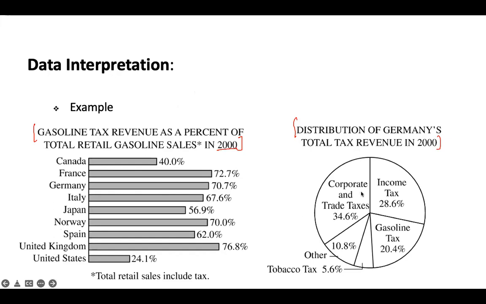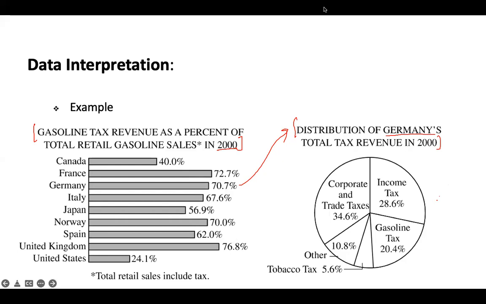And in the second pie chart, that is a distribution of Germany. Total tax revenue for Germany is divided into 5 slices: income tax, gasoline tax, tobacco tax, others, and corporate and trade taxes. We don't know the actual value, so we can't use the rule of 1 and 10 in this. Okay, so let's move further. And one more thing, you don't need to understand the whole of the graph at first, because most of the things are irrelevant to us, and we get the basic idea. Now let's move to the questions and see what is the relevant part.